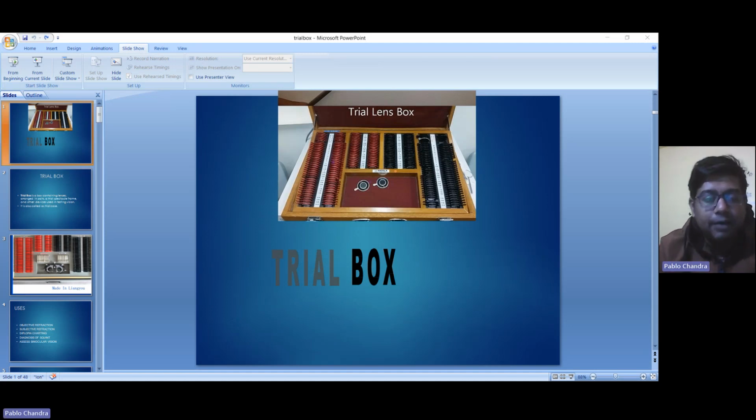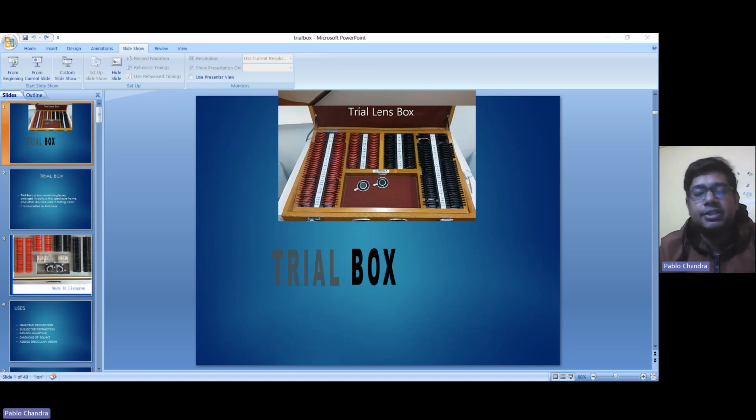0.12 diopter is there. From 0.1 to 0.5, in 0.25 steps, the lenses are there. And 4.5 to 6 diopter, in 0.5 diopter steps, are there. So it is used for checking astigmatism. As I told you, astigmatism is a refractive error which can be corrected by cylindrical power.